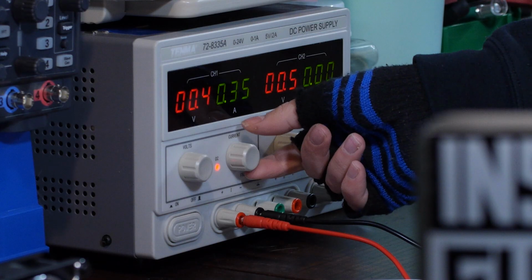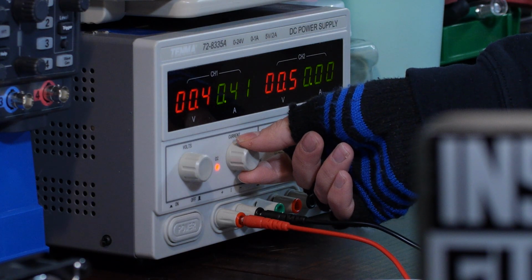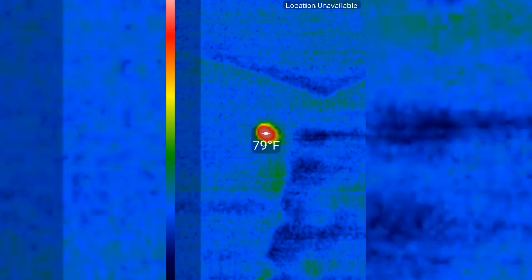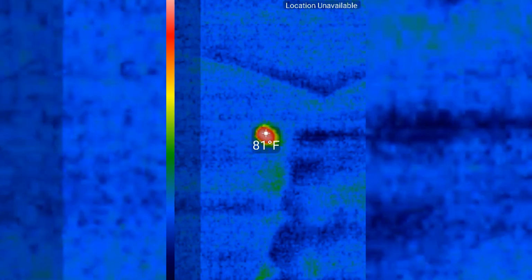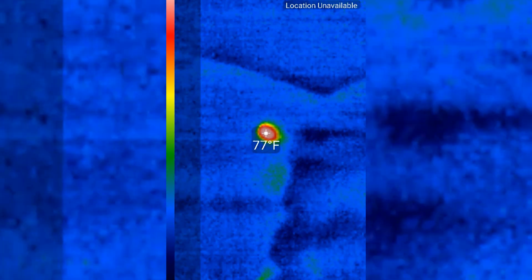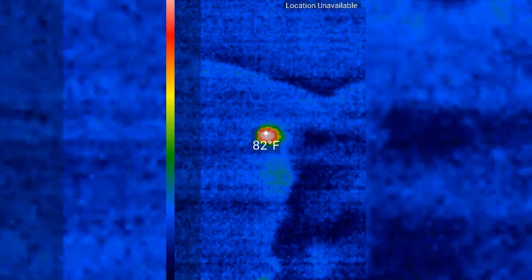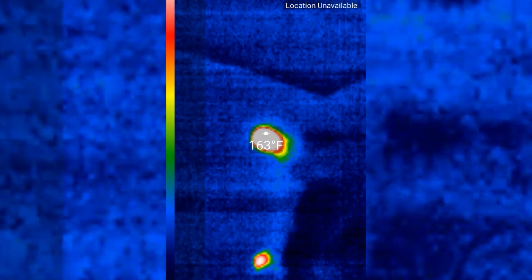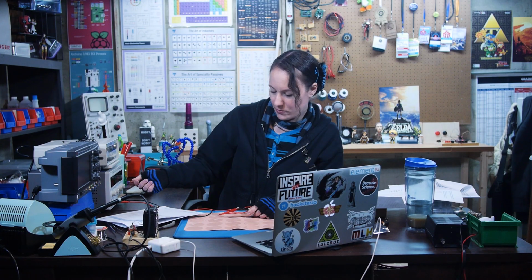pretty quickly. What happens if we increase it? I am not seeing a change in temperature. Oh wait, there it goes. It's starting to, wait, maybe? Oh yeah, it's starting to get a little warmer. It's now, oh man, now it's getting real hot. Ooh, I can smell it.